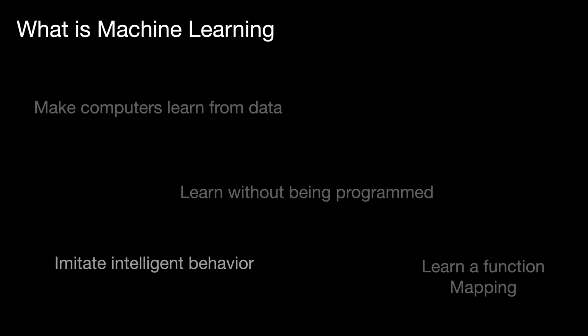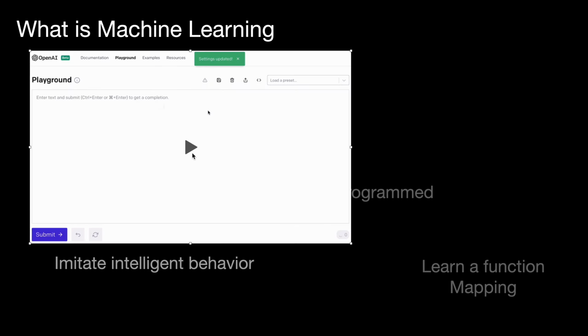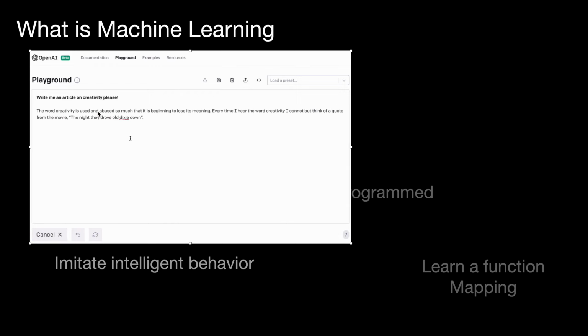Also, another definition of machine learning, or goals of machine learning, is to imitate intelligent behavior. For example, here, this is a GPT, natural language processing algorithm, that you give an input, like write me an article on creativity, and it will create. The word creativity is used and abused and so forth. So it looks like it's generating something that a human would do. It looks like it's generating something intelligent, although that will have to be defined later in the course.